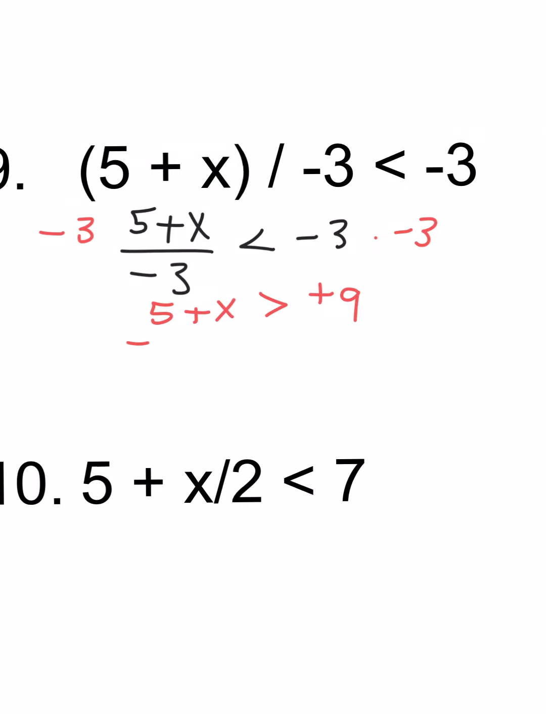We'll have to subtract 5 from both sides as our penultimate step, and so you'll get x is greater than 4. That's the solution.